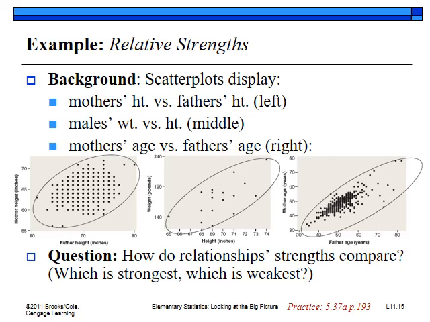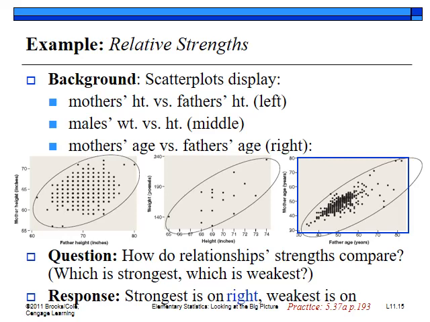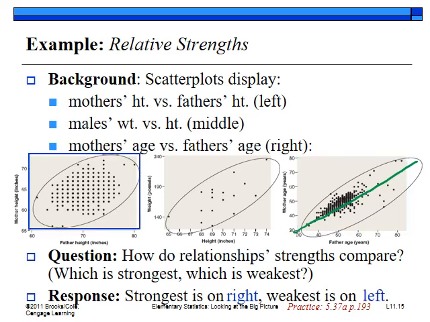How would we compare the strengths of these relationships? Which is strongest and which is weakest? The strongest is the one on the right. Notice how the points are all very tightly clustered around the green line that I've just drawn. The weakest is on the far left. There is still a relationship, but it's not terribly strong.